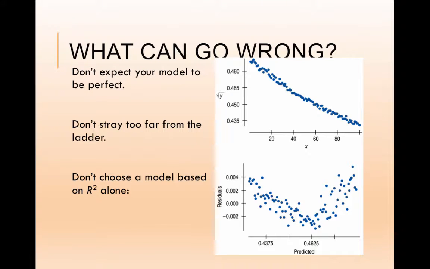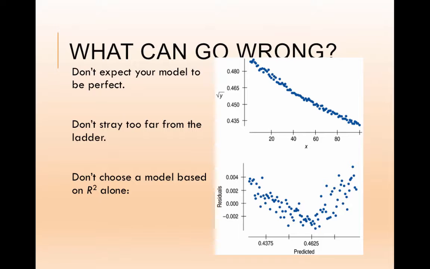So what can go wrong? The first thing is that you expect the model to be perfect, and it won't be. We're re-expressing it. We're trying to make it more straight, more nearly linear. So it's not necessarily going to be perfect, and that's okay. You also don't want to stray too far from the ladder. Don't start trying to do weird things. Stick to what we know. Try and manipulate the y variable when nothing else works. Try taking the log of both.